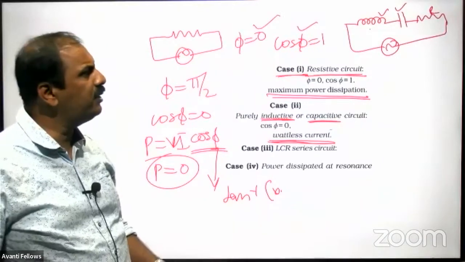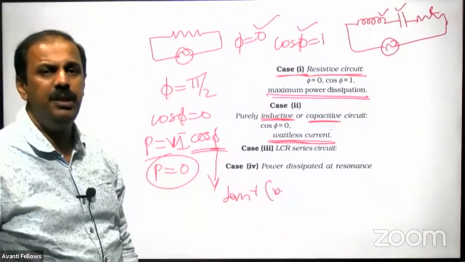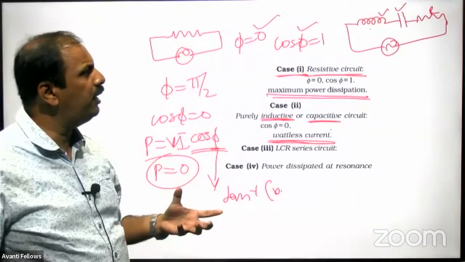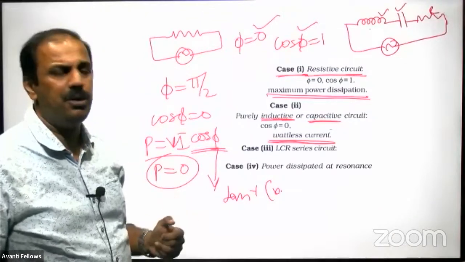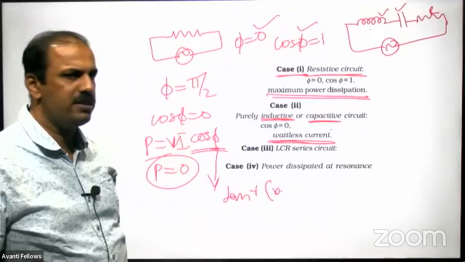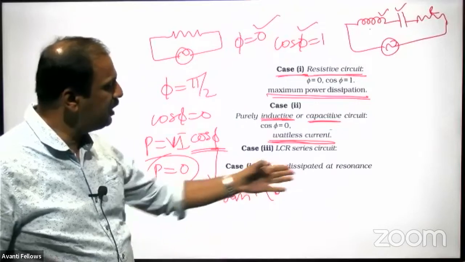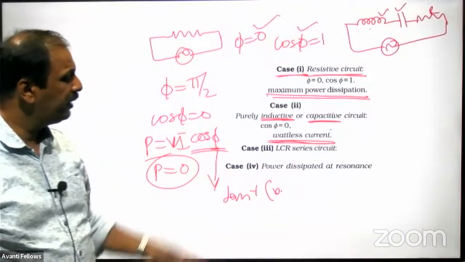So in an LCR circuit, there will be power dissipation. This power dissipation depends on the value of capacitor and inductor, but it happens across the resistor only, not across the inductor and capacitor. Now, the power dissipation in the case of resonance.